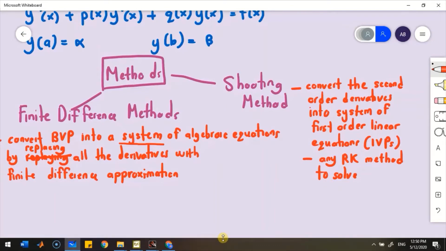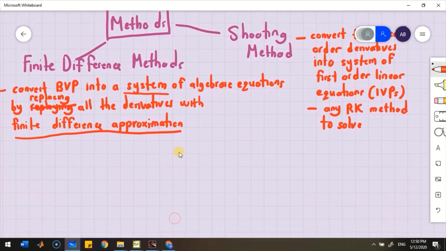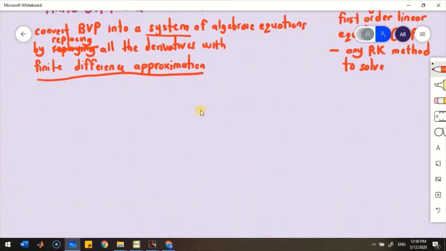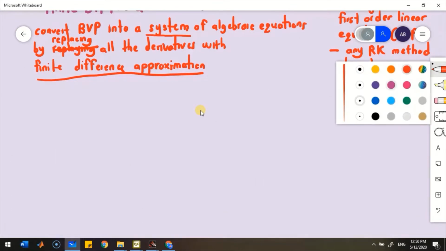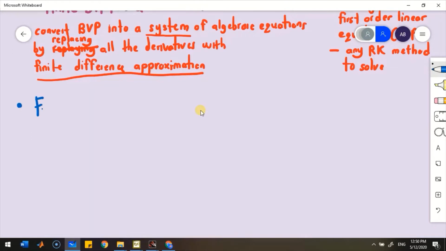For today's lesson, today's topic, we're going to look at the finite difference method. So how can I find this finite difference approximation? That's what we're going to look at today. The shooting method maybe some other day. So we have finite difference approximation.